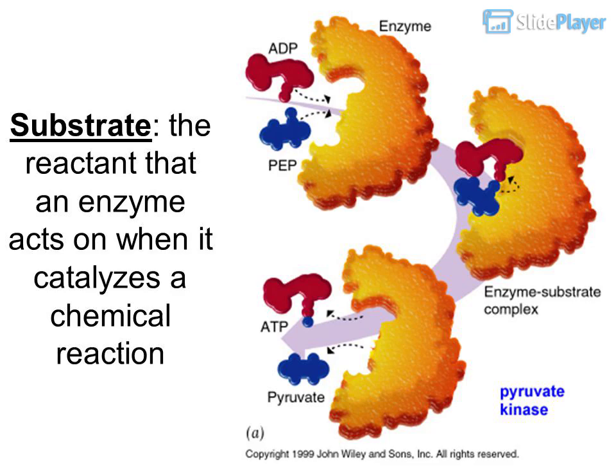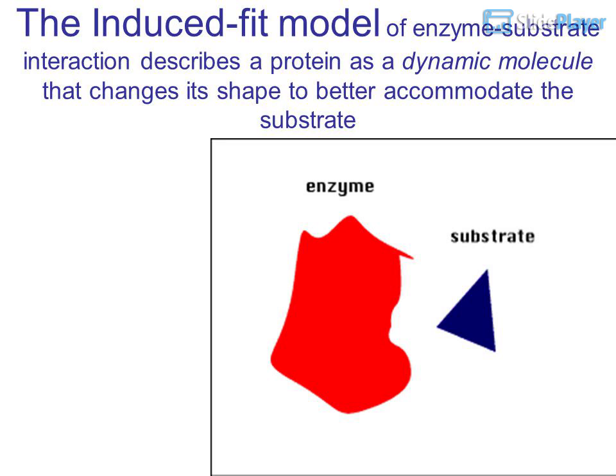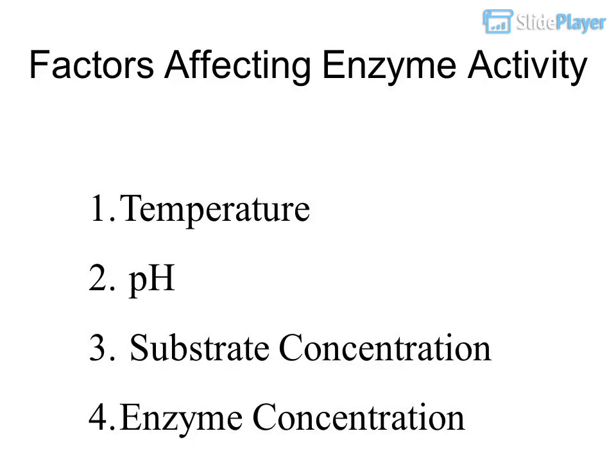http://hide.mcgraw-hill.com/site/00724373116/student_view0/chapter8/animations.html Substrate: the reactant that an enzyme acts on when it catalyzes a chemical reaction. The induced fit model of enzyme-substrate interaction describes a protein as a dynamic molecule that changes its shape to better accommodate the substrate. Factors affecting enzyme activity: temperature, pH, substrate concentration, enzyme concentration.